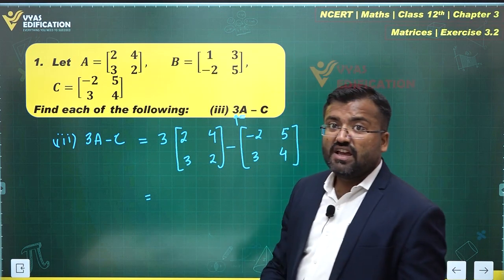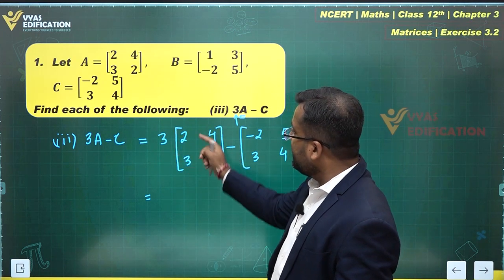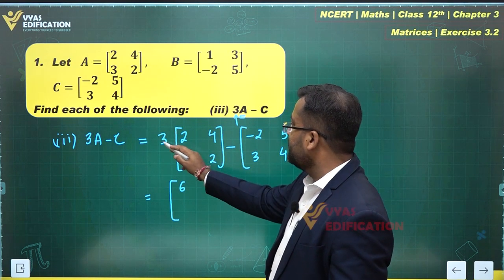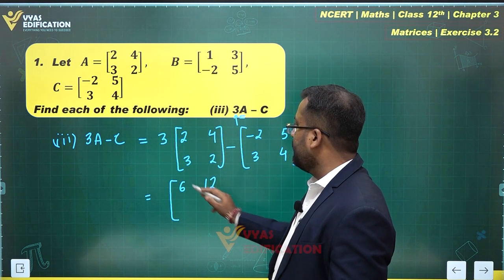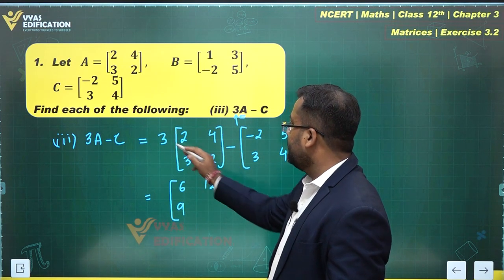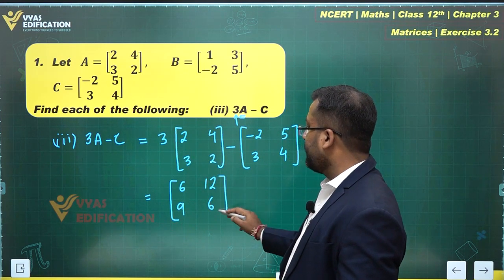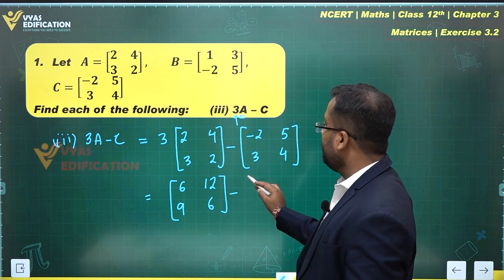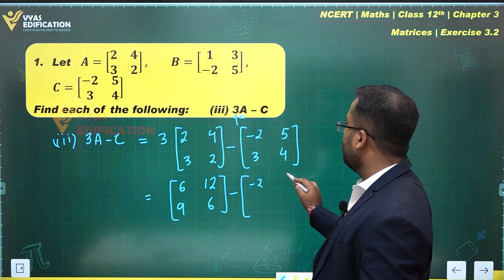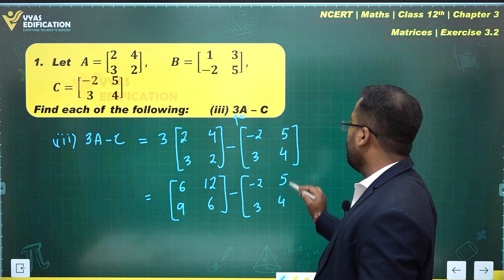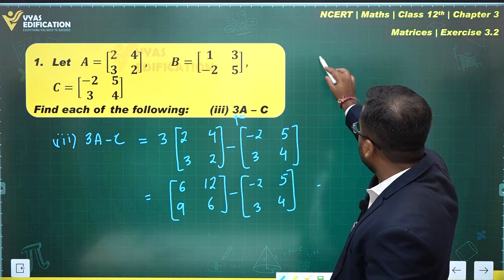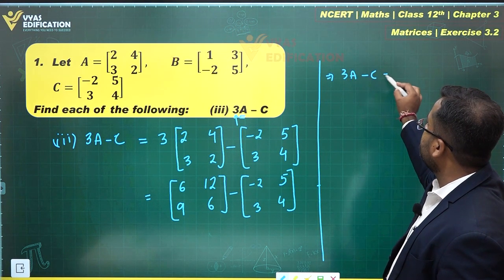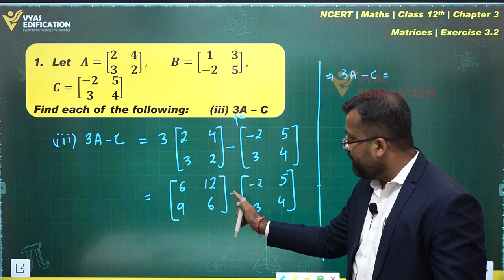How do we simplify this? This scalar quantity gets multiplied with each of the elements present in the matrix. This 3 gets multiplied with 2, this becomes 6. 3 gets multiplied with 4, this becomes 12. 3 times 3 is 9. 3 times 2 is 6. I hope that's clear. Yes, that's pretty simple. And then we have minus 2, 5, 3, 4, which implies 3A minus C is equal to 6 minus minus 2.